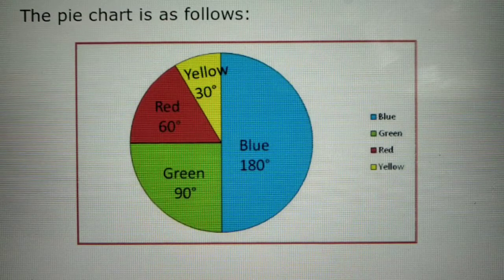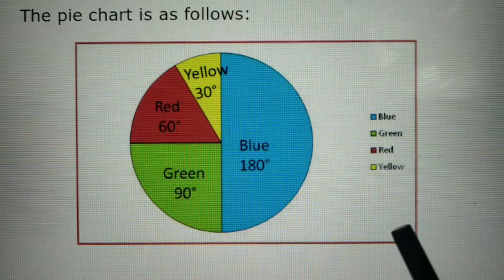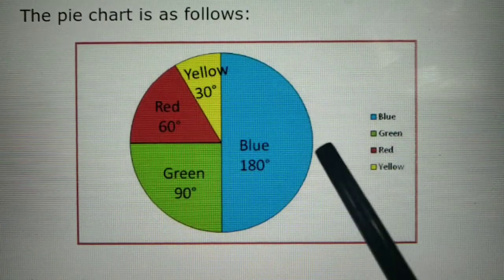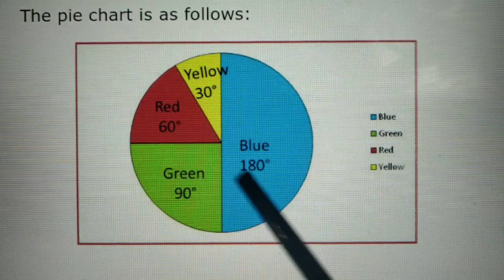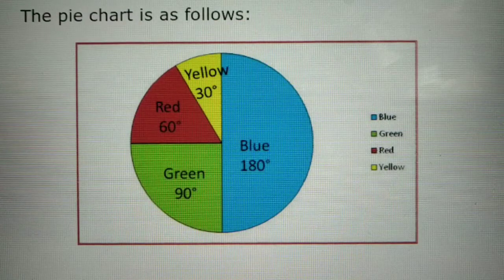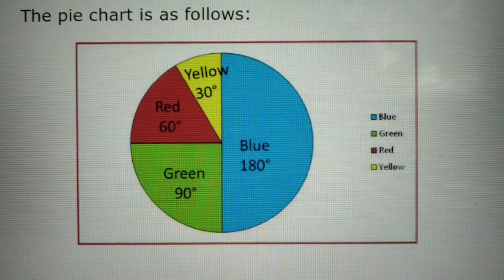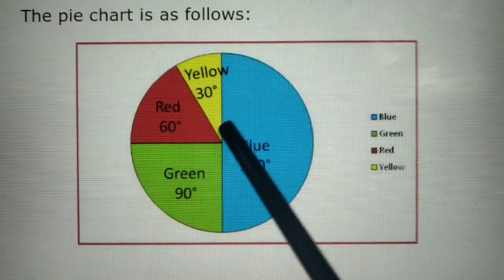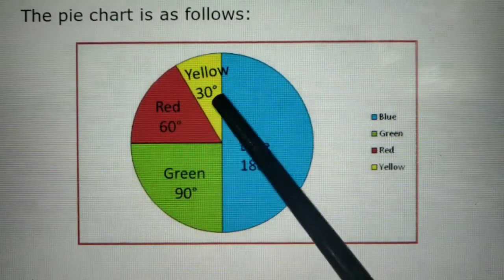So students, we have to draw a pie chart for the table that we have already found. For which color, how many degrees we have to draw: for blue color, we have found a 180 degree angle. For green color, a 90 degree angle. For red, a 60 degree angle, and for yellow a 30 degree angle. How can we draw the pie chart? First of all, draw a circle, then mark its center. From the center you can take any radius for the start.